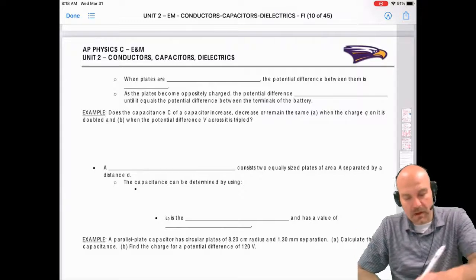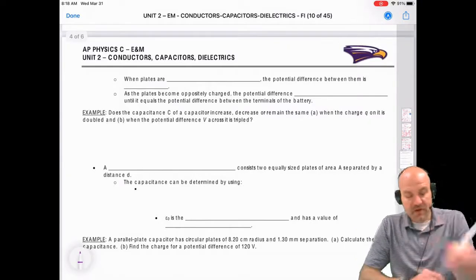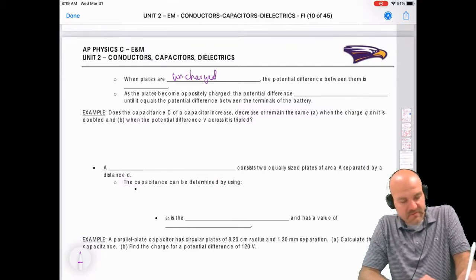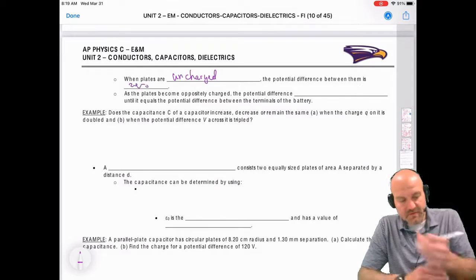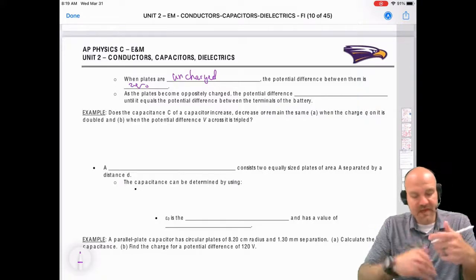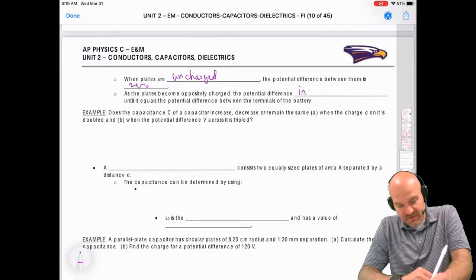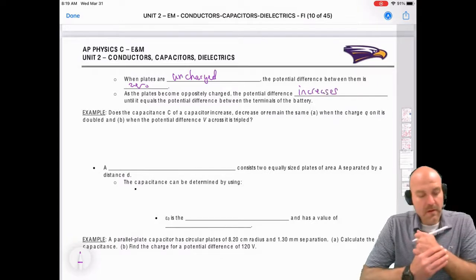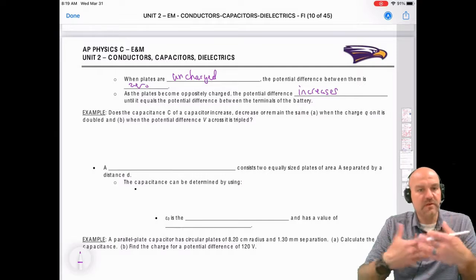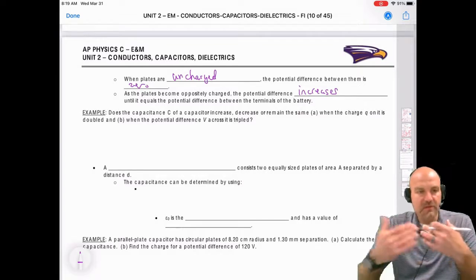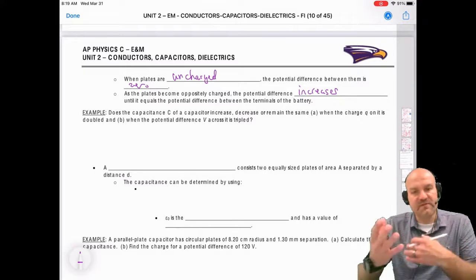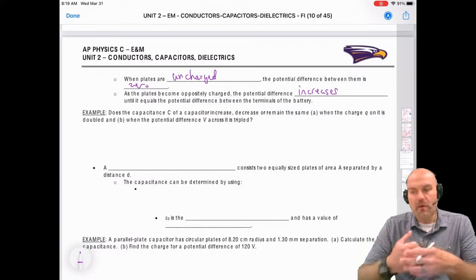And so when plates are uncharged, the potential difference between them is zero. As the plates become oppositely charged, so one's positive, one's negative, the potential difference increases until it's equal to the potential difference between the terminals of the battery. Then what you can do is find the capacitance, find the charge stored, and so forth.